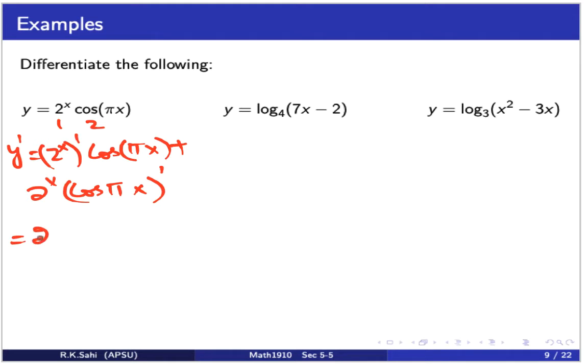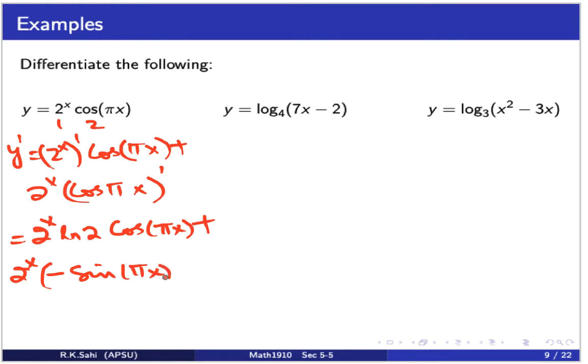So the answer is 2 to the power x natural log of 2 times cosine pi x plus 2 to the power x differential of cosine pi x. Remember, it's a chain rule again. Negative sine of pi x times differential of pi x, which is pi. Okay, you can let the answer be like that.